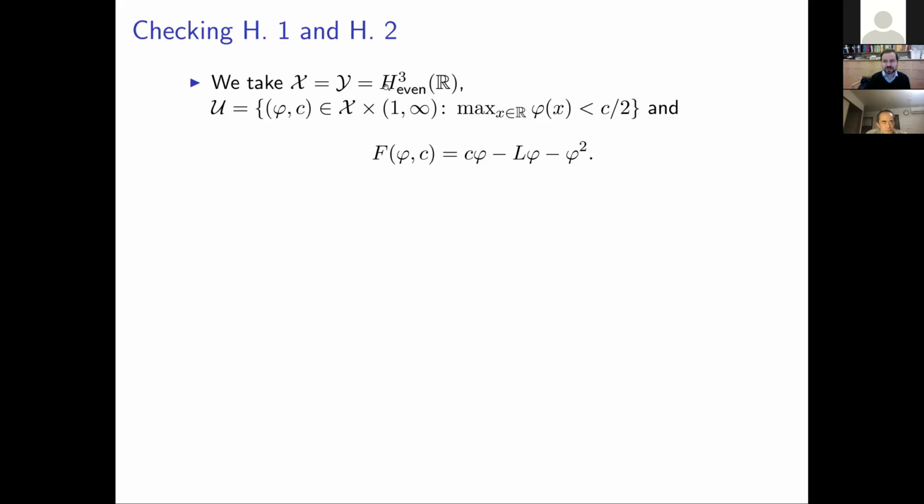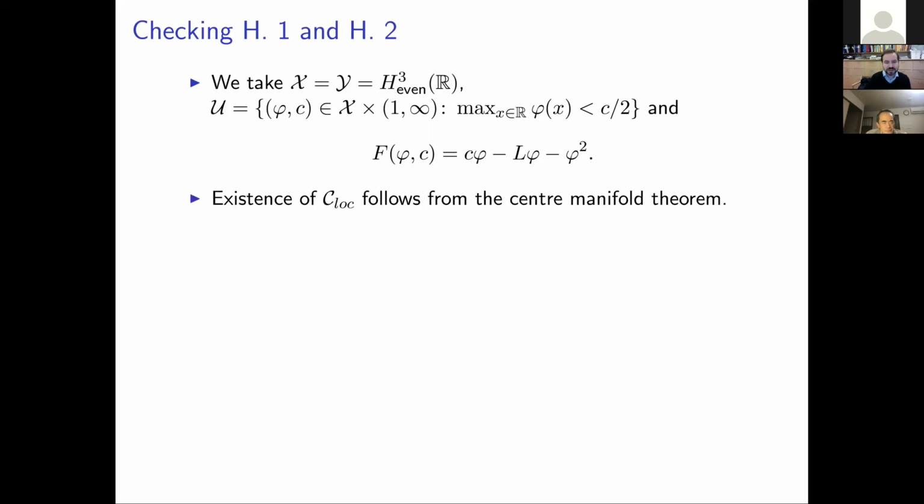This is just because otherwise you can also translate the solutions and then you have problems with uniqueness and so on. And then this open set that we work in, the most important thing is that there are two things included in it. One is that we're working with supercritical waves, so the wave speed is greater than 1. And that we are also below the highest wave. And then this is our nonlinear operator, and it's easy to show that this is an analytic operator.